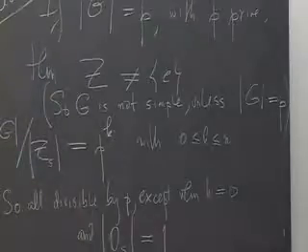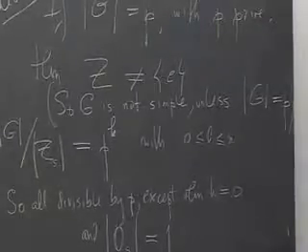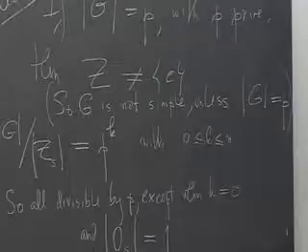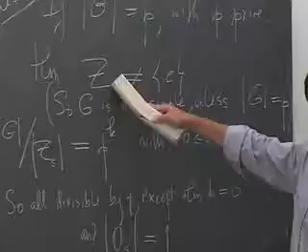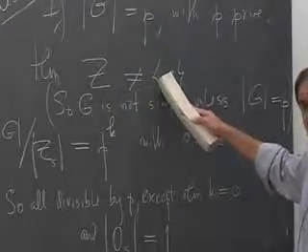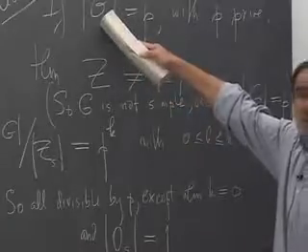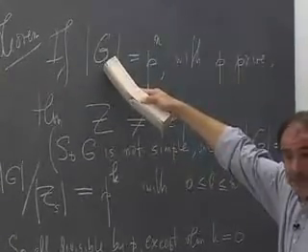Does simple mean? Simple means no non-trivial normal subgroups. The only normal subgroup is G or the identity. So here, you see if you have a group of prime power order and you take its center, that's a normal subgroup. It's not the identity. So the only thing that would be a problem here is if this center were the entire group. If the center is the entire group, the group is abelian.